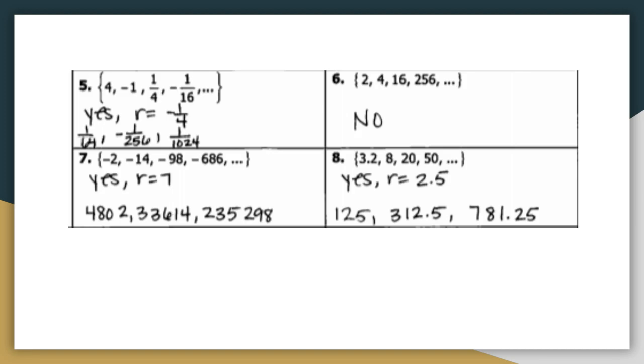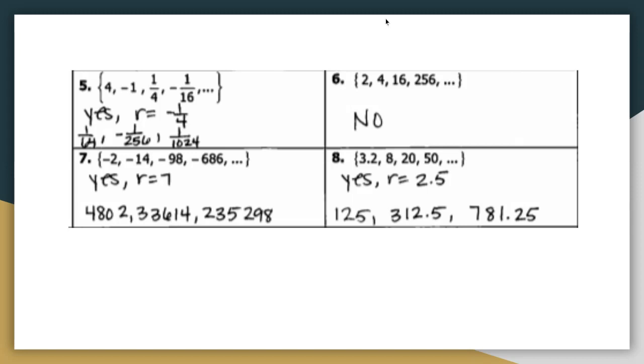So yes. In number 5, the first thing we need to look at is that it's back and forth, right? Positive, negative, positive, negative. So our ratio has to be a negative number. And in this case, 4 and negative 1. The way we would do this is we would divide it by 4, or in this case, we would times it by 1/4, and we would also make it negative.